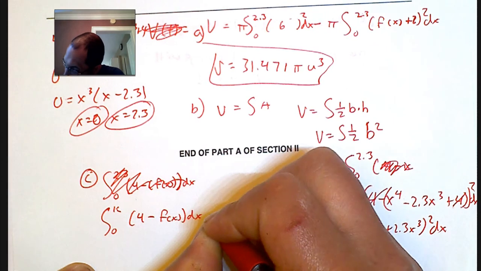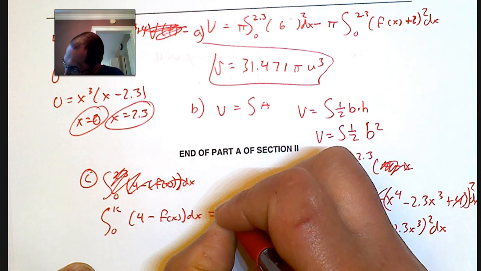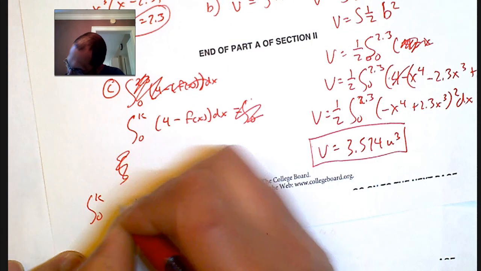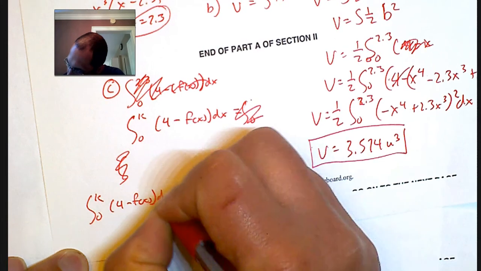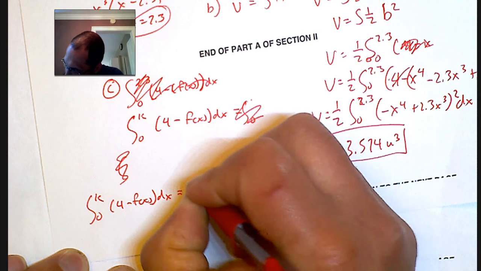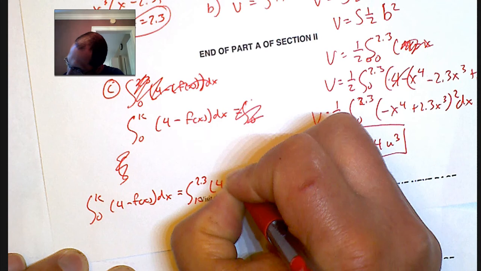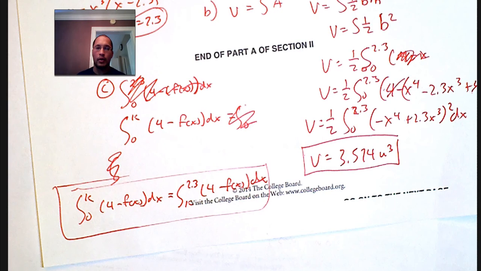is equal to integral from 0 to, see, I messed up again. Integral 0 to k, 4 minus f of x dx equals, okay, from k to 2.3, 4 minus f of x dx. Boom, that's it. Calculator portion over. That took me a long time.